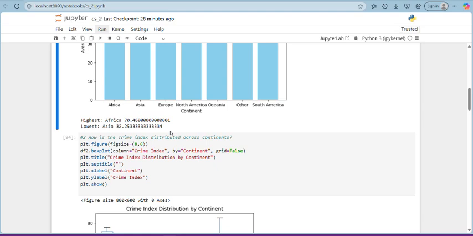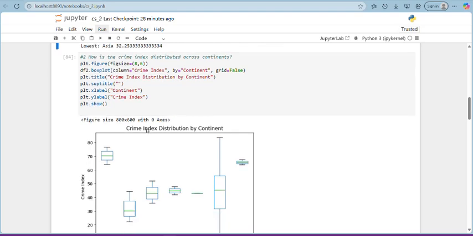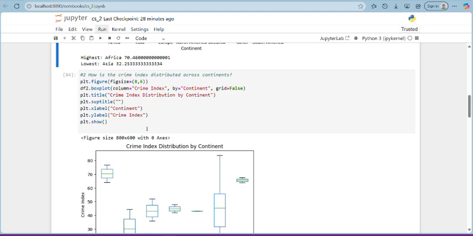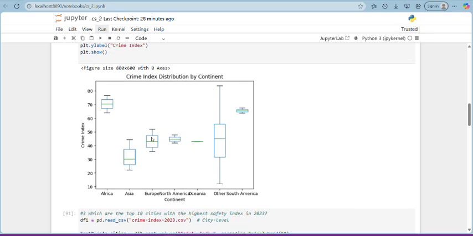Next, second question: how is the crime index distributed across the continents? I wanted to see how crime is distributed across continents, not just the average. Box plots show the median, quartiles, and outliers, so we can see variations within each continent. From the plot, we can see that some continents have consistent crime levels, while others have widespread levels, meaning some countries have very high or very low crime.